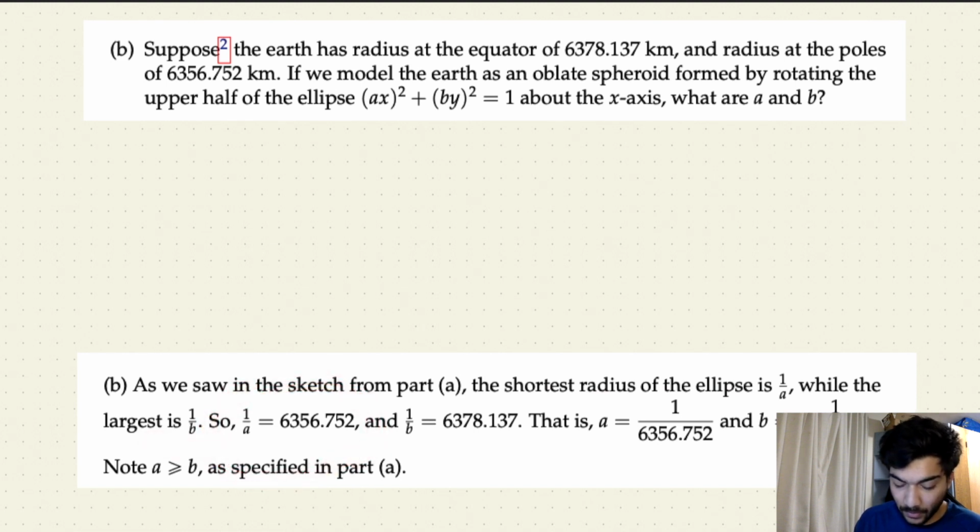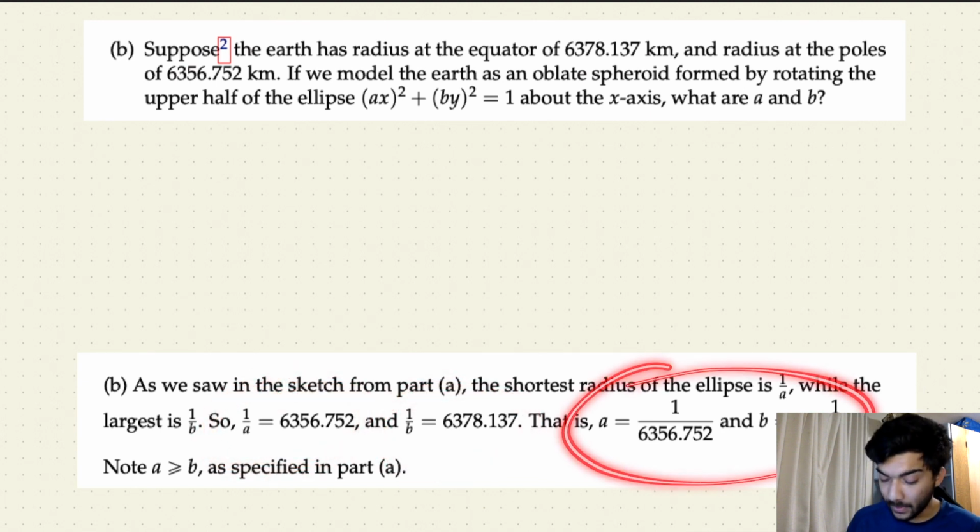So 1/a would be 6356.72, because this is smaller than 6378.137, right? So that is why 1/a would be this and 1/b would be this. If you calculate a and b, you'll get this answer.